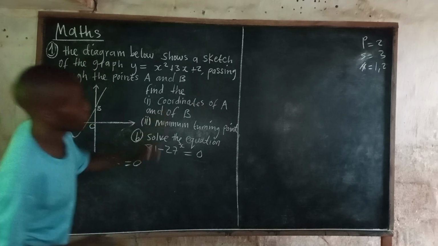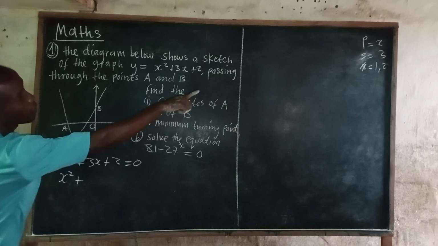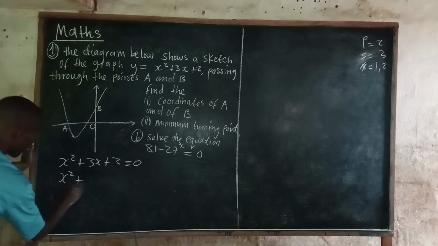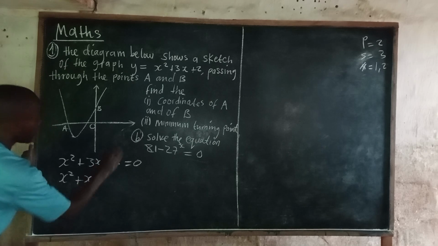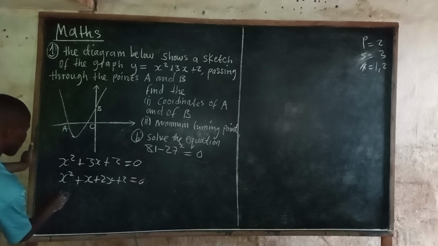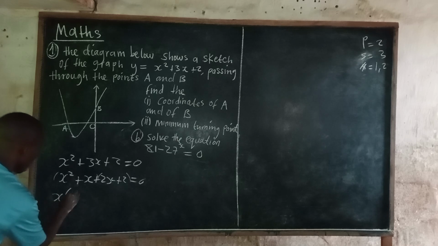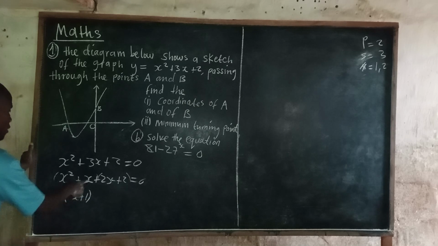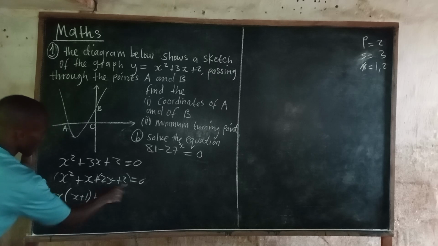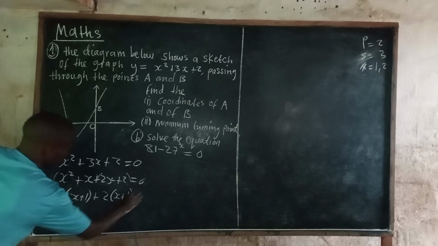So those are the numbers we are going to write this time around. We say x squared, then plus x, then plus 2x, then plus 2 equals 0. Then from there, we group them and factorize. The common factor of the first two terms is x outside, then we remain with x plus 1. Then the common factor between the last two is 2, and we remain with x plus 1, equals 0.